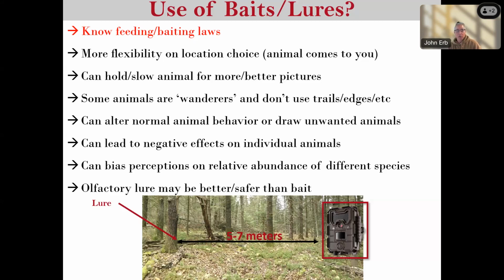And it can also bias your perceptions of what's there. You might think, wow, there's twice as many species A as there is species B, but that's just because species A was more attracted to a lure than species B was.